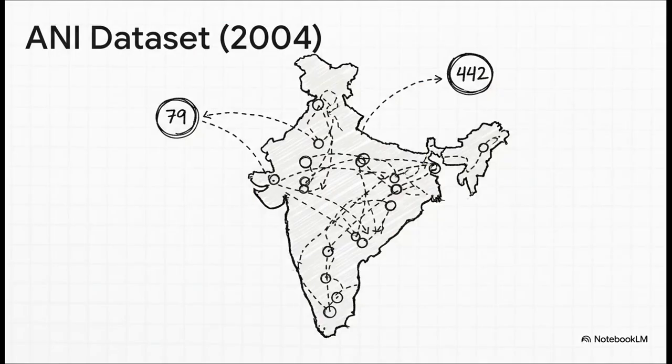The specific network we're breaking down here is the Airport Network of India, or ANI, and we're using data from back in 2004. So, in network speak, we've got 79 nodes, those are the airports, and they're connected by 442 directed links, which are just the one-way flight routes. This dataset was super comprehensive for its time. It included all the major domestic airlines, giving us a really solid snapshot of India's aviation system.